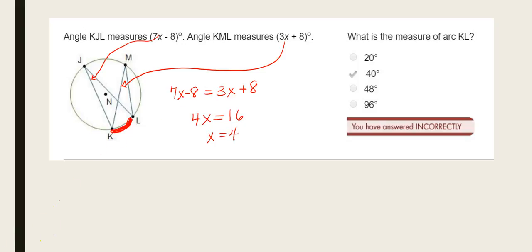In order to find the measure of the arc, I must first find the measure of the angle, and I'm going to do that by placing this 4 back into one of these equations. 3 times 4 is 12, plus 8 is 20, which means that each of these angles has a value of 20 degrees. Now, since the vertex is on the circle, the measure of the angle is equal to half the measure of the arc. So that 20 degrees is half the measure of whatever this arc is. Therefore, my arc has to be 40 degrees.